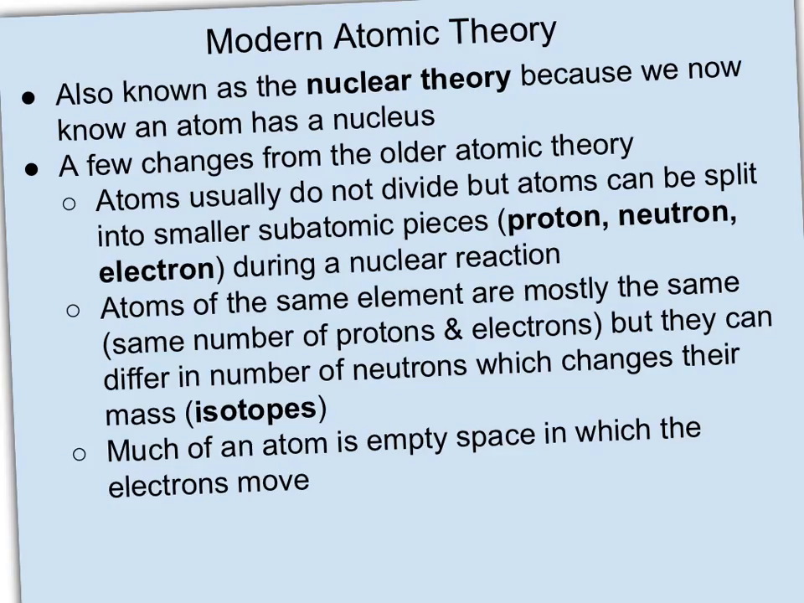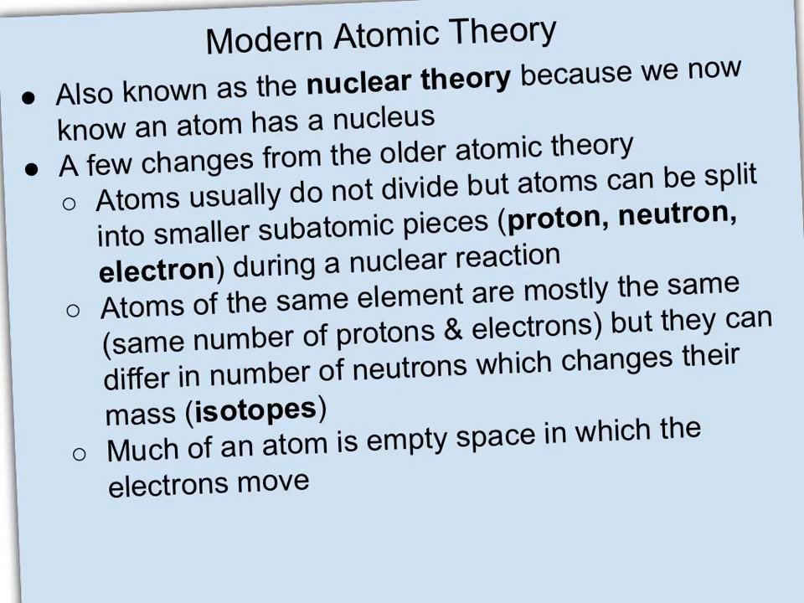So we've made some revisions from the older atomic theory. We now know atoms can divide. They don't usually divide, but they can be split into smaller subatomic pieces. And in fact, there are hundreds of subatomic pieces that scientists now know about. But we're going to be concerned with just the three biggest pieces: protons, neutrons, and electrons. And when an atom divides, it's a unique reaction called a nuclear reaction.